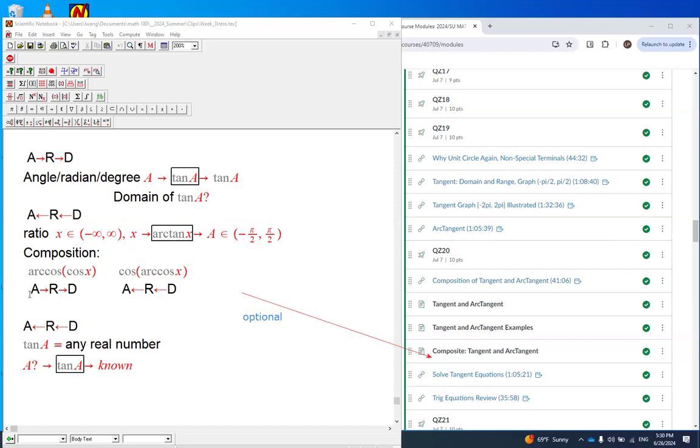Let's remove that so you don't have any confusion, right? So arc cotangent is optional, okay? And the rest you should study. And of course, tangent equation, cotangent equation, you can study them because cotangent and tangent have that reciprocal relationship. So once you know how to solve tangent, you would pretty much know how to solve a cotangent equation.